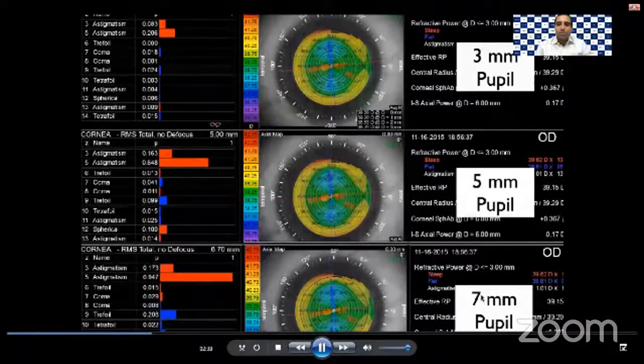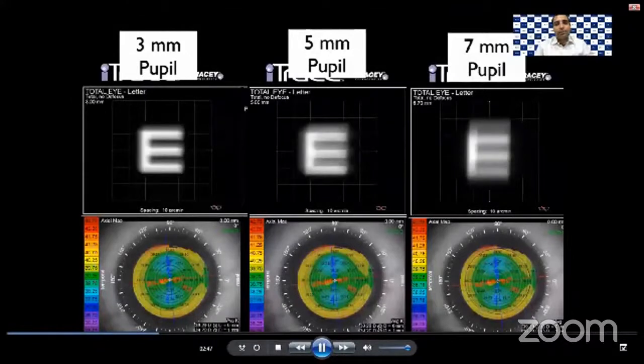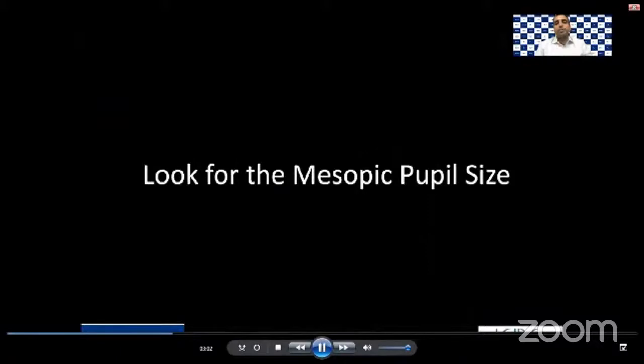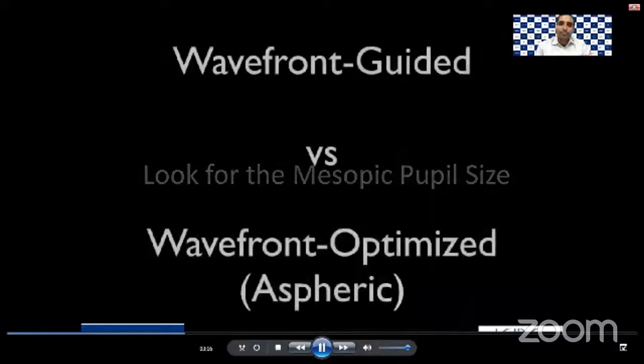So it's very important to counsel these patients, particularly when you are treating high refractive errors, that some amount of aberrations will be induced, which will be increased during the night time as the pupil opens up. And this is the simulated vision to show the same, that as the pupil opens up, the quality of vision drops significantly. And therefore, always look for the mesopic pupil size, particularly when treating high refractive errors. Fortunately, in our population, we rarely see mesopic pupil size beyond 5.5 millimeters. But this is a point to be kept in mind.